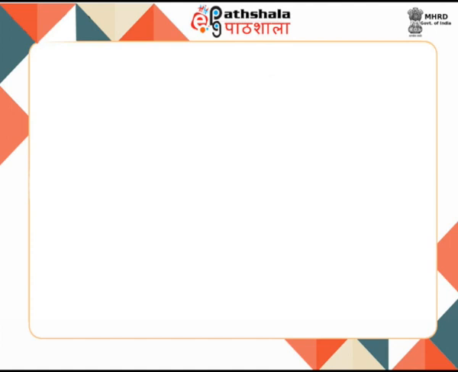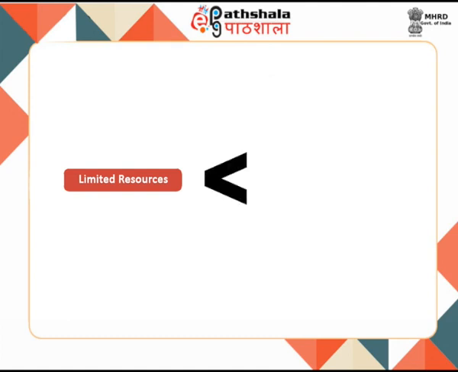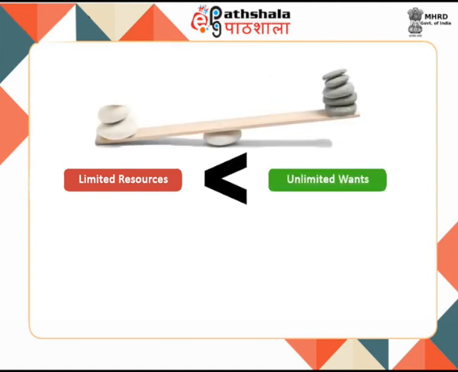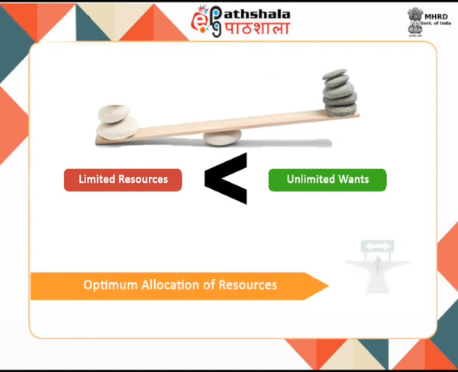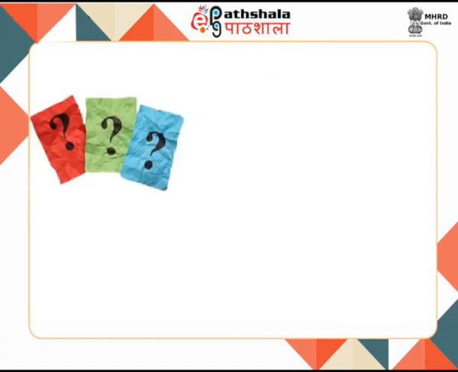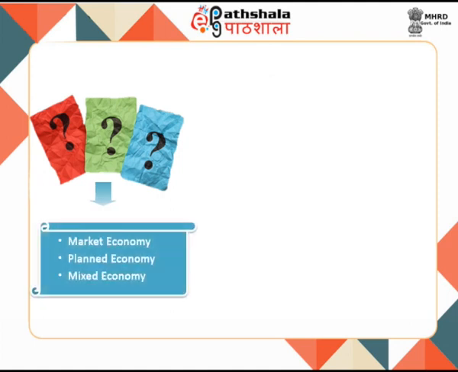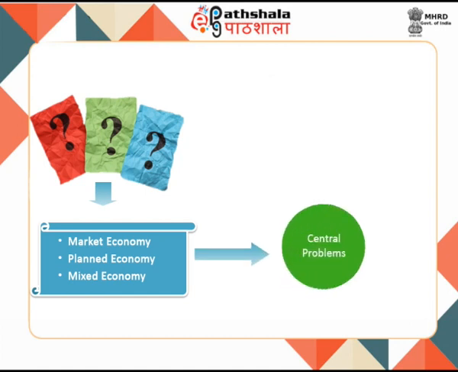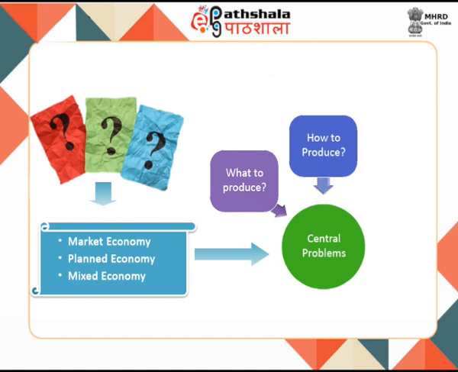As discussed earlier in this module, every economy has limited or scarce resources, but the wants and desires are unlimited. Thus, every economy has to make choices and ensure the optimum allocation of resources. All economies face three basic choices or questions that must be answered for an economy to work efficiently. This is irrespective of whether the economy is a market economy, a planned economy, or a mixed economy. The three central problems are what to produce, how to produce, and for whom to produce.